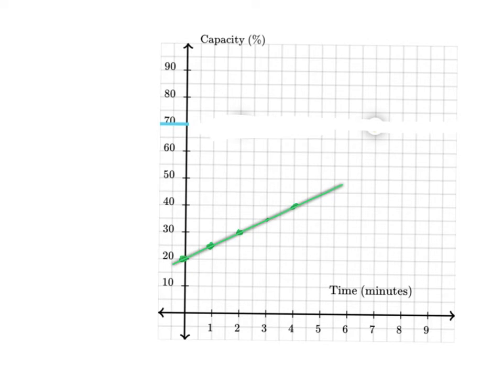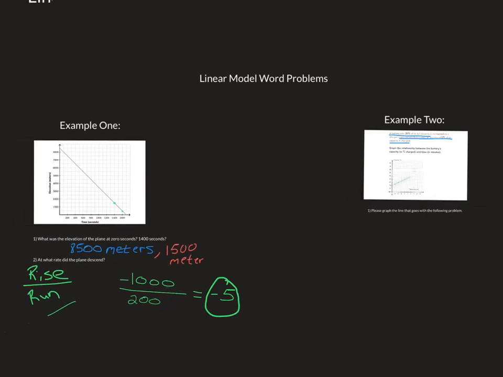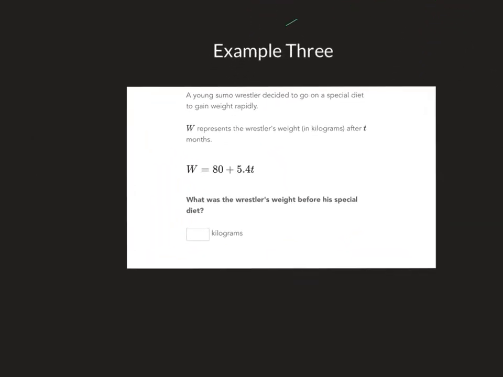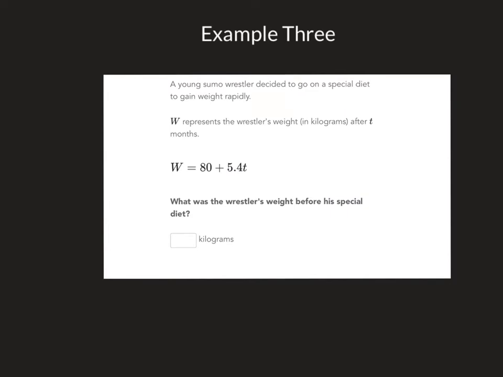Hello, and welcome back. It is now day 3. So let's head on over to example 3. Here we go. So let's go ahead and read this. Example 3 says, a young sumo wrestler decided to go on a special diet to gain weight rapidly. W represents the wrestler's weight in kilograms after T months. Okay? And they gave us an equation that represents this.